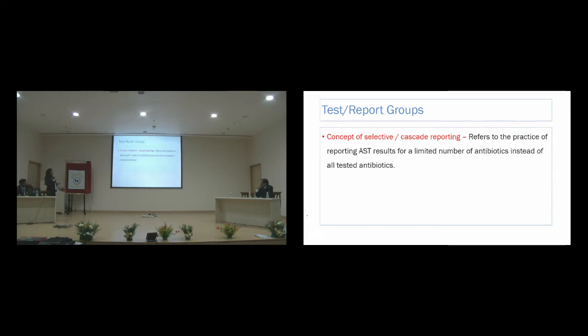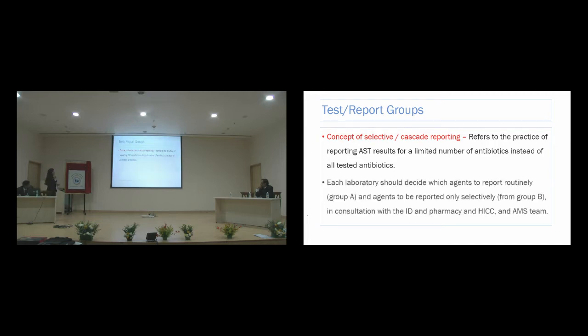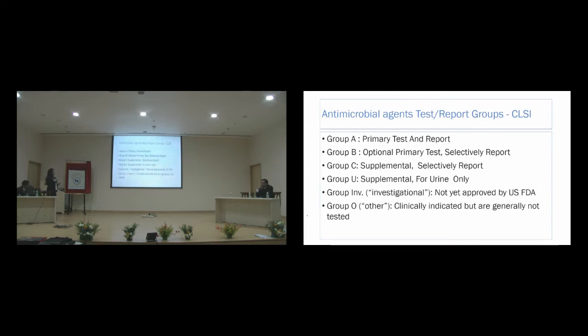Here the concept of cascade reporting refers to a practice of reporting AST results for a limited number of antibiotics instead of reporting all the tested antibiotics. Each laboratory should decide what the groups are. CLSI gives group A, group B, and group C, but it has to be done according to the local antibiogram. This is the definition given in CLSI.